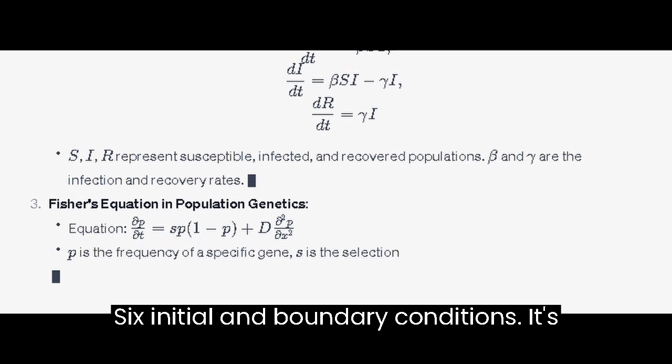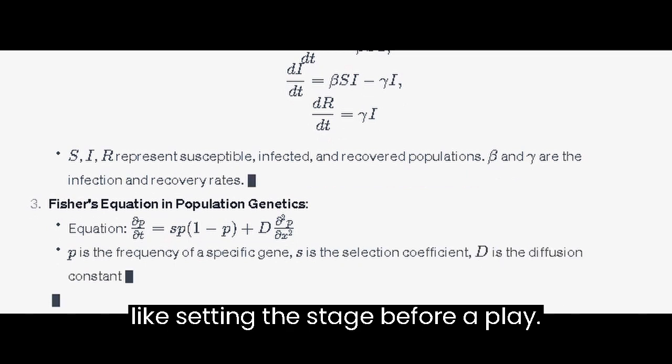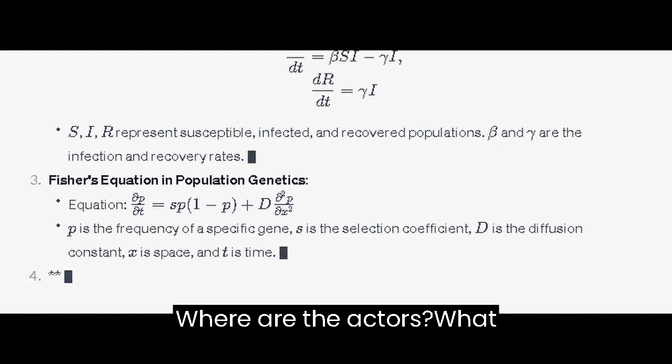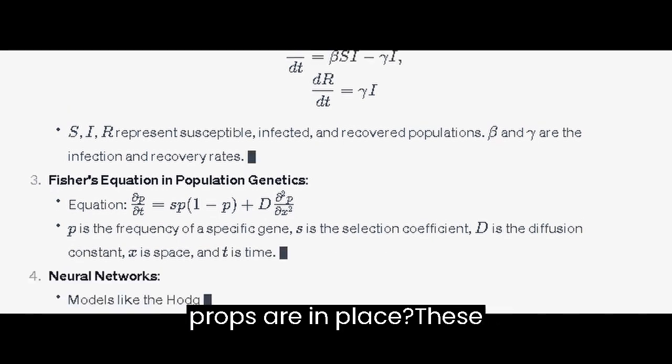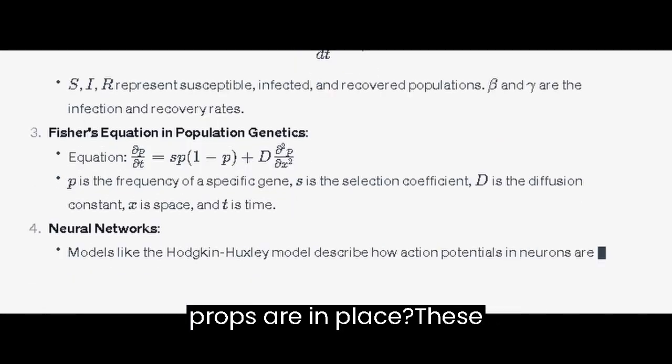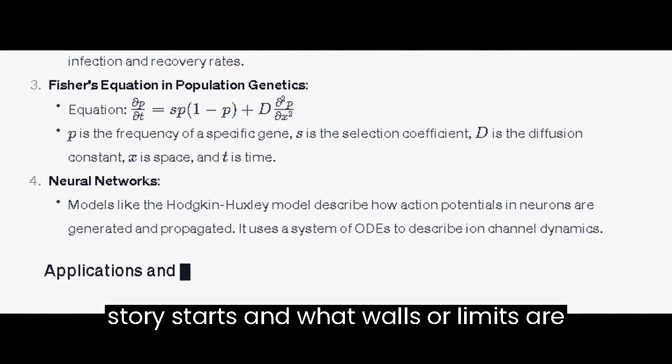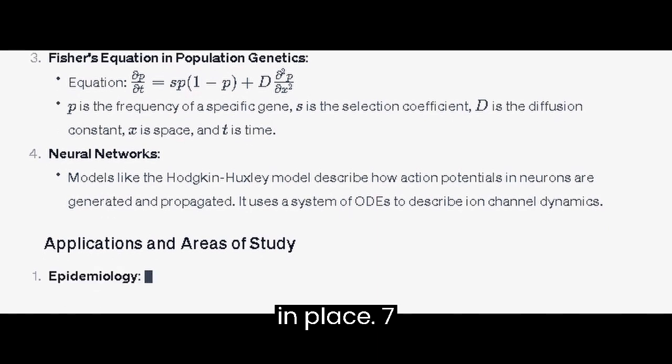6. Initial and boundary conditions. It's like setting the stage before a play. Where are the actors? What props are in place? These conditions define how the biological story starts and what walls or limits are in place.